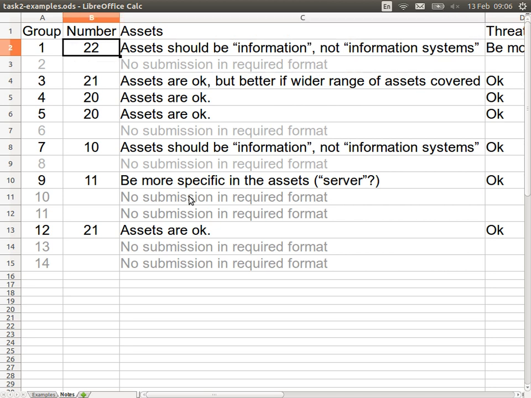The number of assets, I said last week, aim between 20 and 30, so everyone aimed for 20, I think. Some people only had 10. Someone sent in two different files. Again, I'm not going to join your two files together. Submit a spreadsheet in one file with the right name.